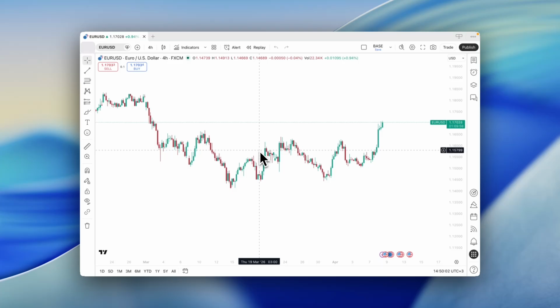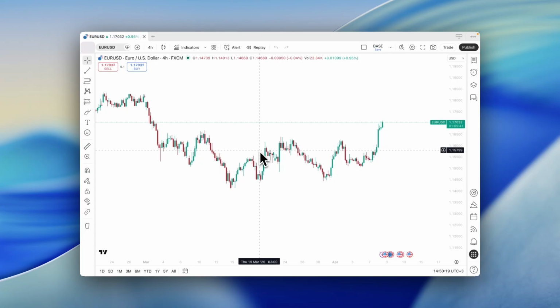In today's video, we're going to show you how to manually backtest any strategy and how to use the replay button on TradingView. First of all, you should have your chart open on TradingView, and in our case, it is the euro against the US dollar.